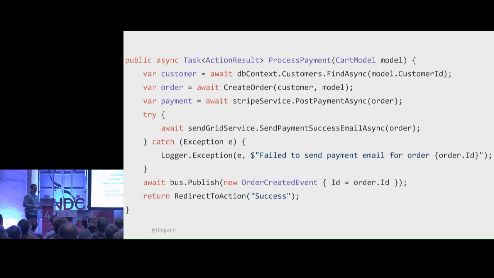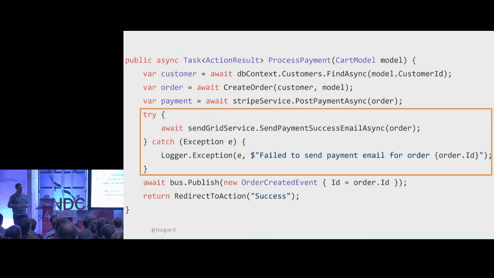So it looks something like this, where instead of calling the SendGrid service directly, I'll wrap it in a try-catch, where I'll try the SendGrid service, and if something fails, then I'll just log an exception.